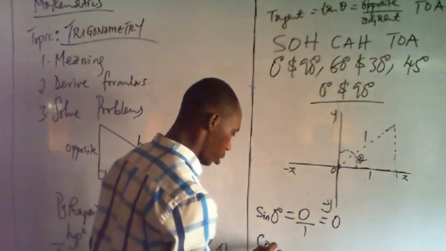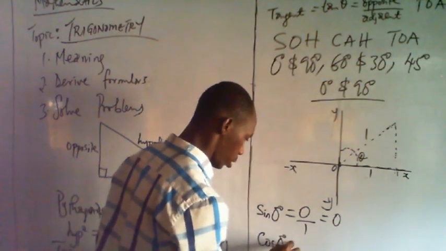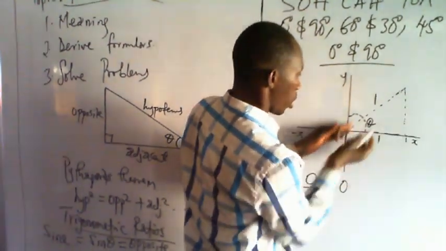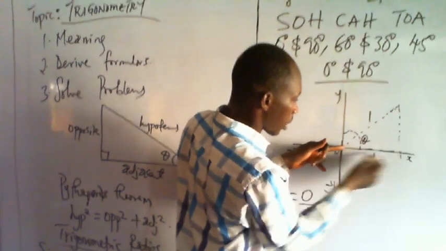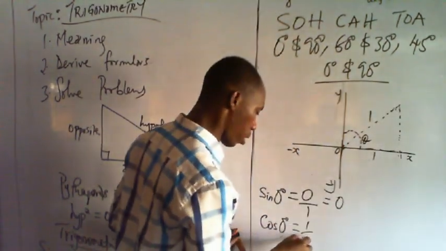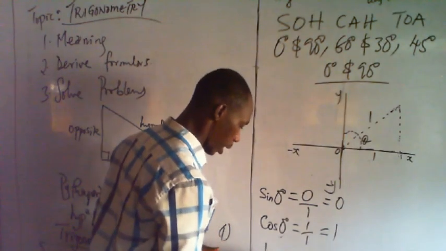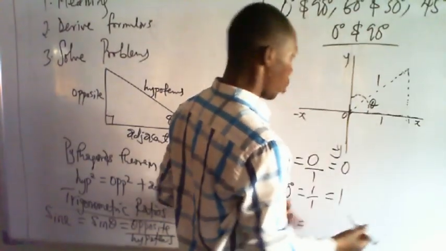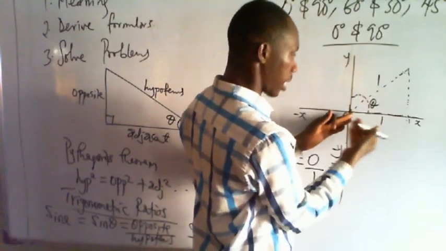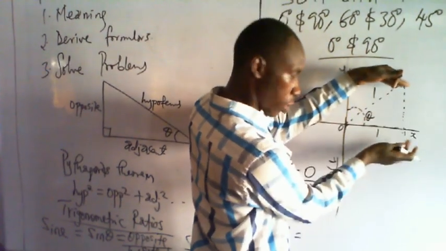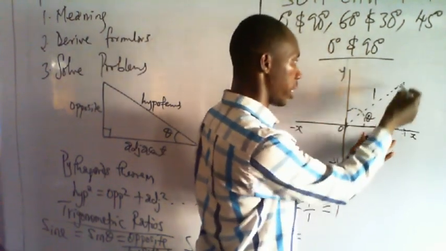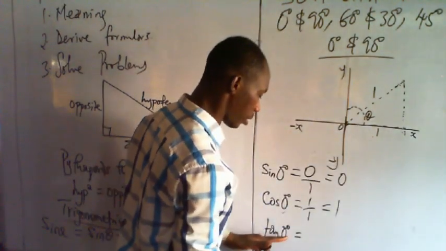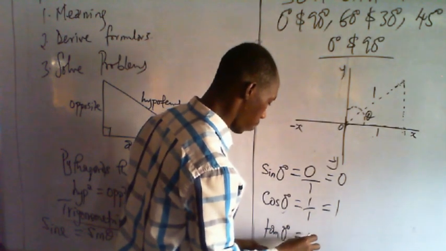Then cos 0 degrees. Cos 0, if the angle is 0, meaning this line is exactly here, then adjacent over the hypotenuse will give us 1 over 1, which is 1. Then tan 0 degrees, which is opposite over adjacent, and that opposite is still 0 because there is no expanse between this line of hypotenuse and this line of adjacent. So we have that tan 0 degrees is 0.